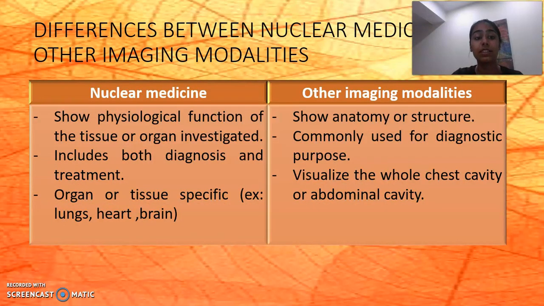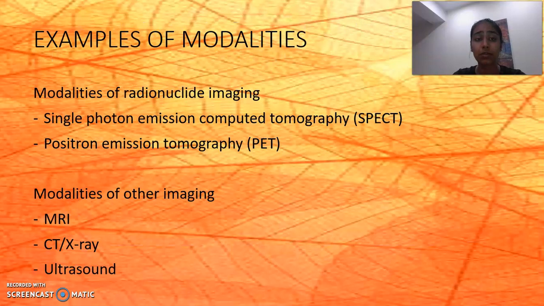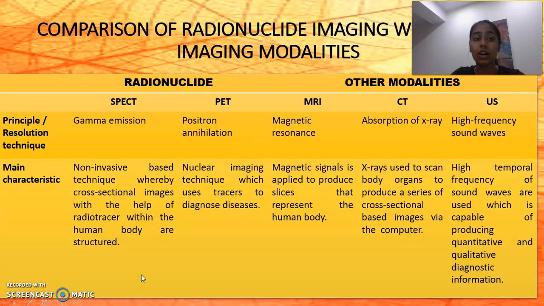This is the general differences between nuclear medicine and other imaging modalities. Examples of modalities for radionuclide imaging are single photon emission computed tomography, SPECT, and positron emission tomography, PET. Other imaging modalities would be MRI, CT scan or X-ray, and ultrasound. This is the comparison of radionuclide imaging with other imaging modalities.